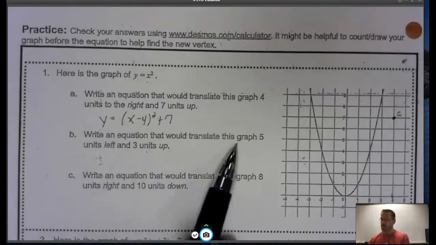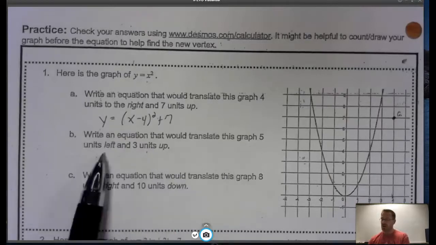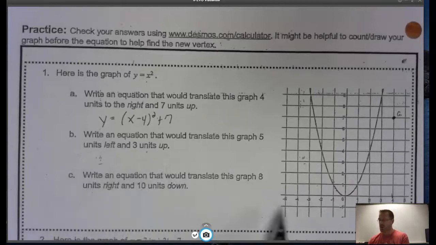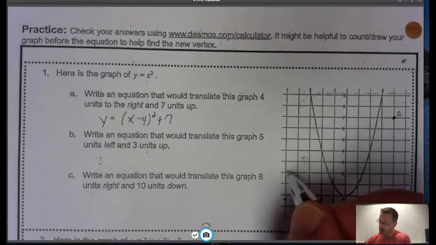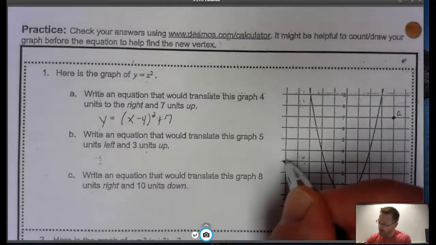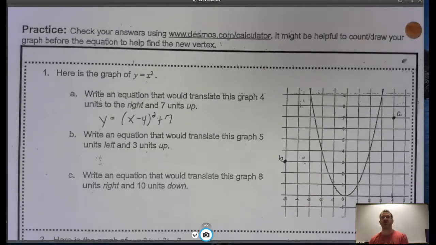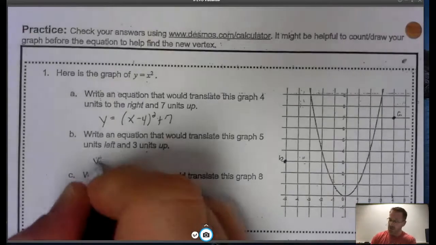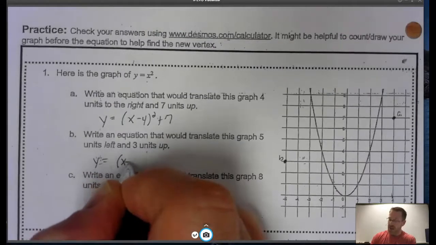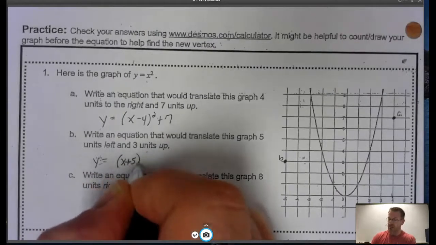We're going to translate this graph 5 units to the left and then up 3 units. So 5 units to the left and then up 1, 2, 3 right here. There we go. And so that would be the vertex for part B here. And then once again, if I move to the left, now this is the tricky part. Remember, this is going to be x minus -5, so that's why it becomes a plus, right?